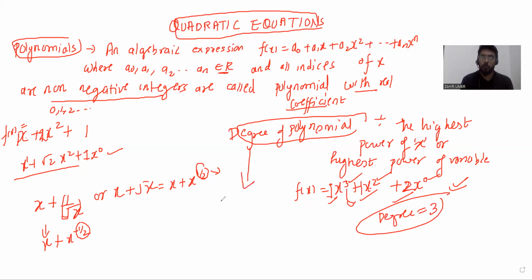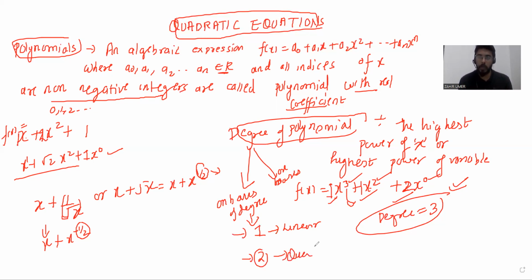On the basis of degree and on the basis of the number of terms, we classify polynomials into different types. Here we recall the classification on the basis of degree. If the degree is 1, the polynomial is called a linear polynomial. If the degree is 2, the polynomial is called a quadratic polynomial. A quadratic polynomial is simply an expression with highest power 2: ax² + bx + c. If a, b, c belong to R, then it is a polynomial with real coefficients, and it is called a quadratic polynomial because the highest power is 2.